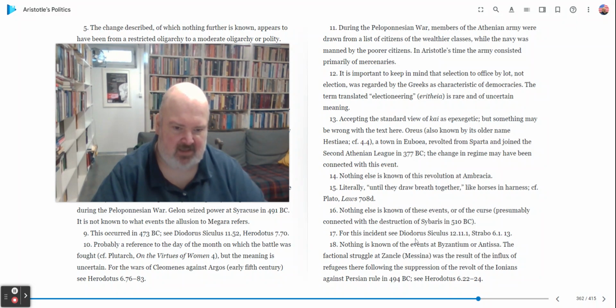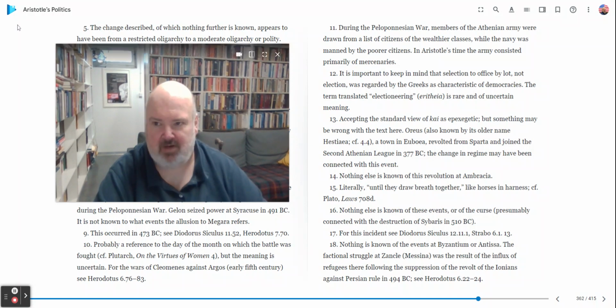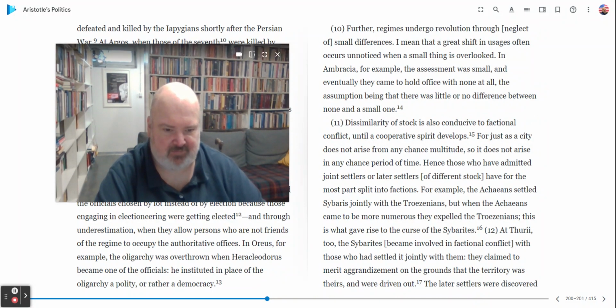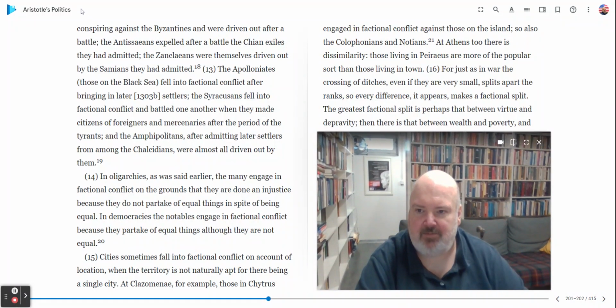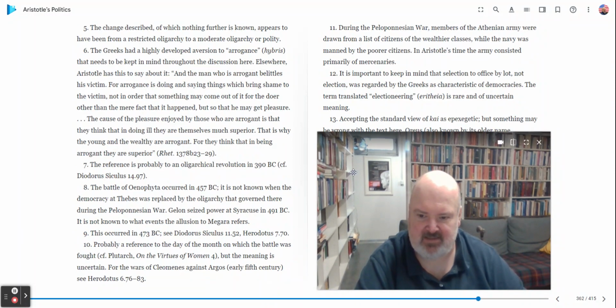See Diodorus Siculus in book 12, a classic historic Greek history, and Strabo. These are historians that will give you accounts of this event. The latter were discovered conspiring against the Byzantines and were driven out after their battle. The Antissaeans, expelled after the battle, had admitted the Chian exiles, right? The Zancleans were themselves driven out by the Samians. They had admitted them. So therefore, this is 18.